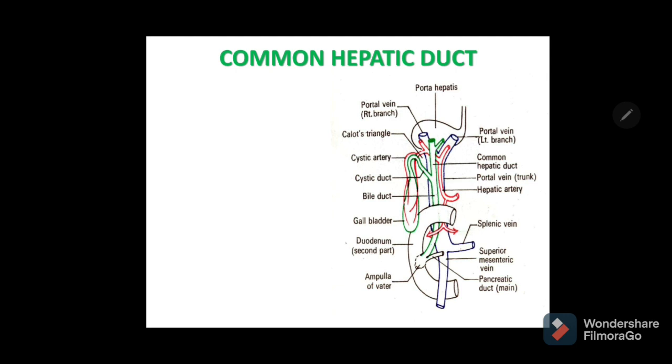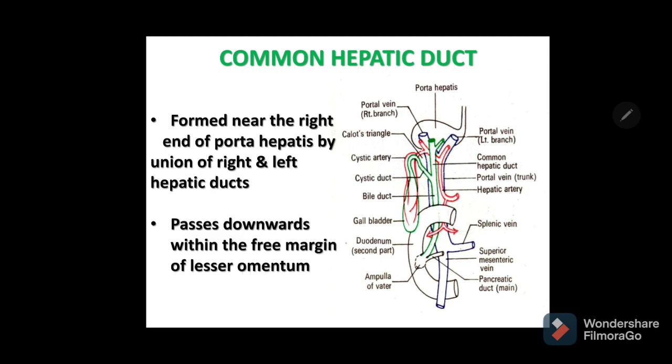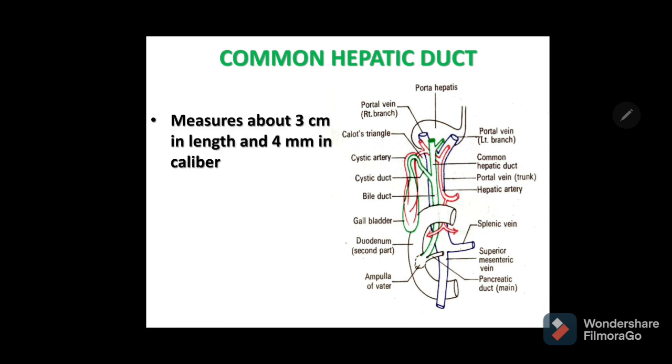Let us see them in a specific way. First, let us begin with the common hepatic duct, which is formed near the right end of the porta hepatis, as you have already seen in the specimen, by the union of right and left hepatic ducts. It passes downwards within the free margin of the lesser omentum along with the hepatic artery and portal vein. It measures around 3 cm in length and 4 mm in caliber.